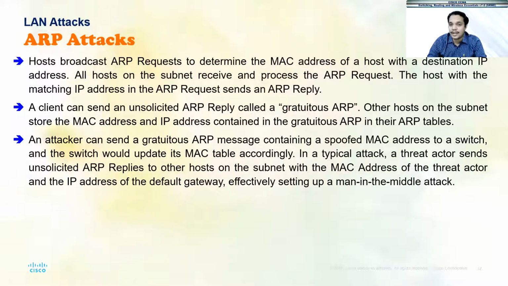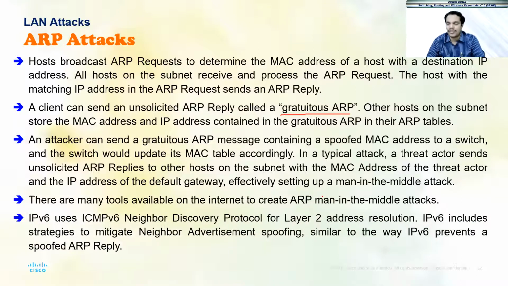A threat actor can use this loophole. If an attacker sends such a gratuitous ARP containing a spoofed MAC address to a switch, the switch will automatically update its MAC table accordingly. In a typical attack, the attacker can send unsolicited ARP replies to other hosts on the subnet with the MAC address of the threat actor and the IP address of the default gateway, effectively setting up a man-in-the-middle attack. By spoofing in such a way, the attacker can place himself in the middle of the network, so that all the traffic, or the communication happening between the hosts, will pass through him, which is also called a man-in-the-middle attack.